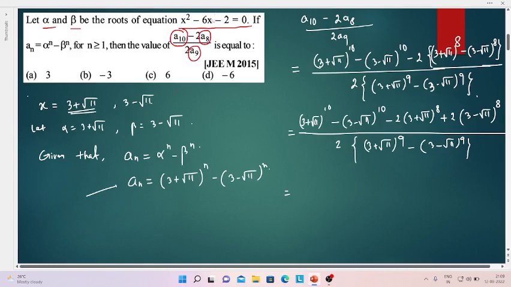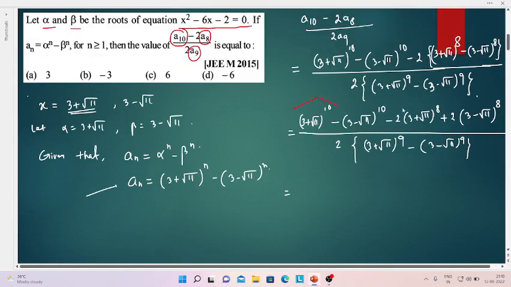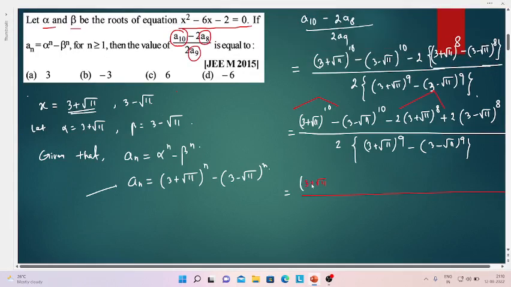Let's see that this particular part and this particular part have a relation. Here you can see (3 + √11)¹⁰ is there, and here we have (3 + √11)⁸, right? So from these two values we can take common (3 + √11)⁸, because this is the lowest power.